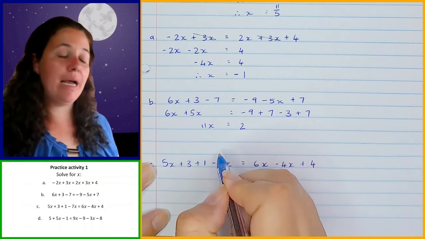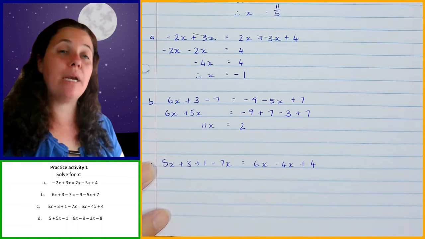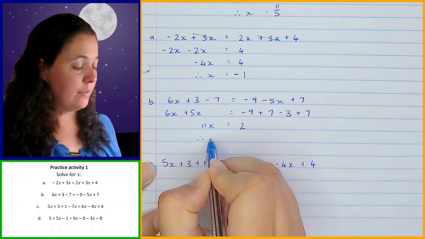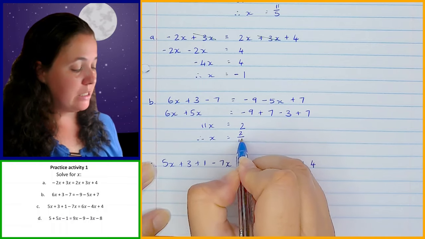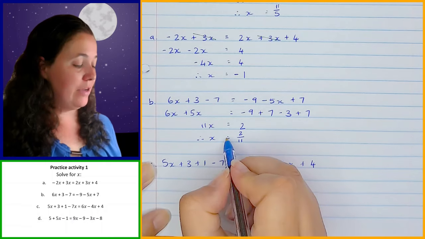And now I need to go and simplify or solve for x with just 1x. I don't want to know what 11x is. So I'm going to divide by 11. So therefore, x is equal to 2 divided by 11. Now, I can't simplify that fraction, so I'm done. I leave it as it is.